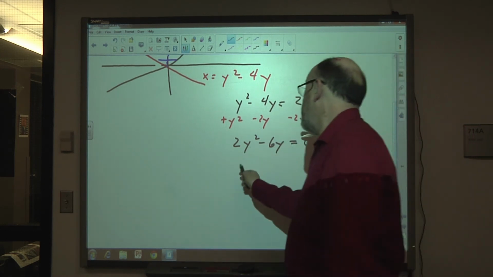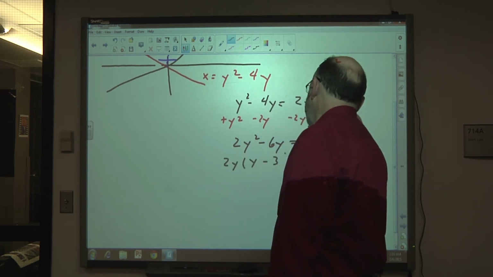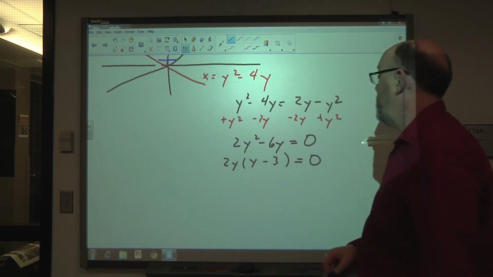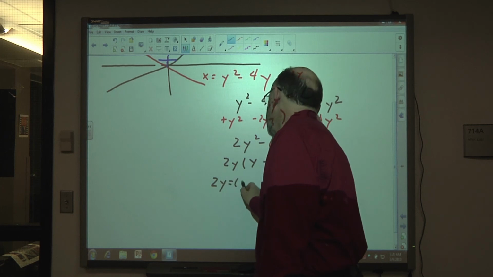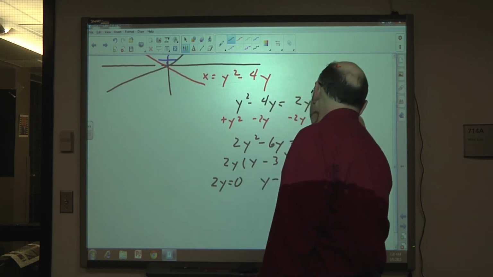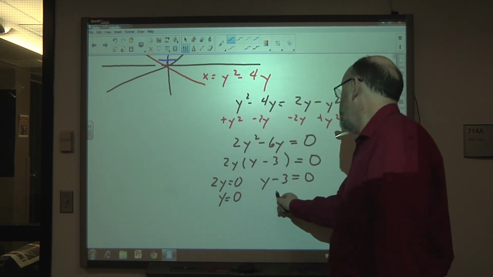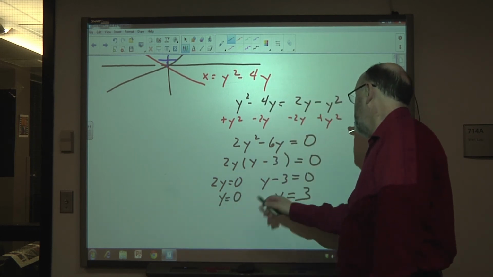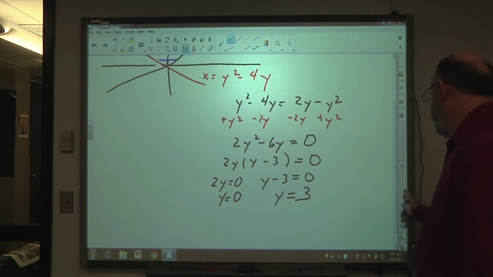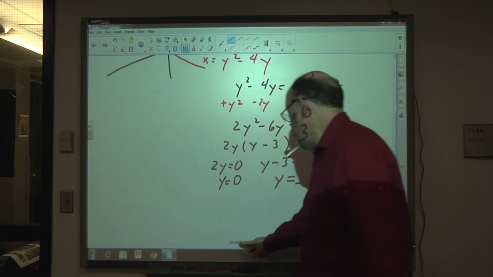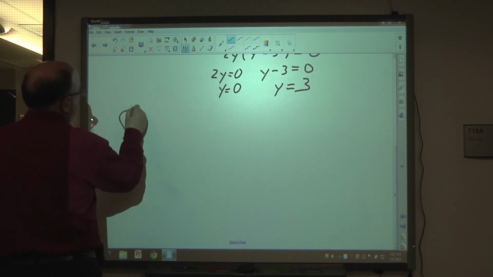So here we can factor out a 2y. Get 2y and y minus 3. So then either 2y equals 0 or y minus 3 equals 0. So this will give us y equals 0, and then this one gives us y equals 3. Right? So we know we're going to integrate from 0 to 3. Right? So let's set up our integral. So it's going to be from 0 to 3.